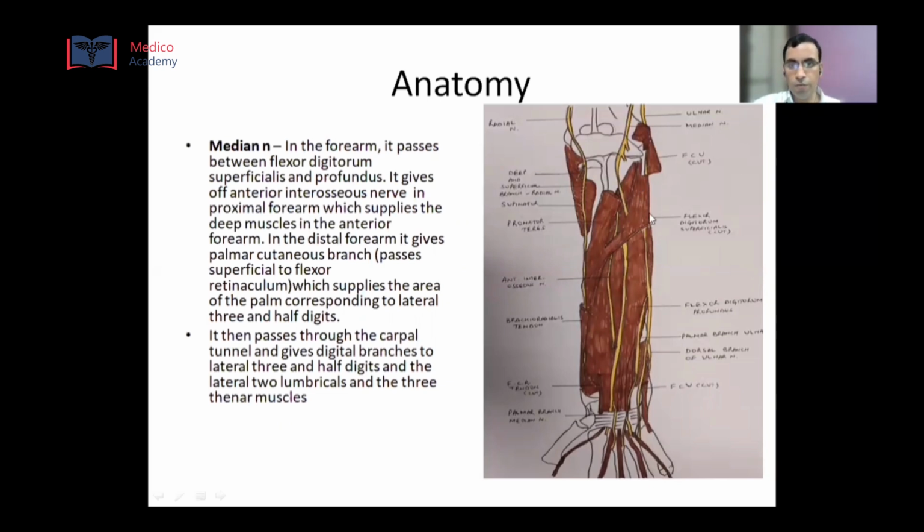the median nerve passes between flexor digitorum superficialis and flexor digitorum profundus. It gives off the anterior interosseous nerve in the proximal forearm, which supplies the deep muscles in the anterior forearm. In the distal forearm, it gives the palmar cutaneous branch, which passes superficial to the flexor retinaculum and supplies the area of the palm corresponding to the lateral 3.5 digits. The median nerve then passes through the carpal tunnel below the flexor retinaculum and gives digital branches to lateral 3.5 digits and the lateral two lumbricals and the three thenar muscles.